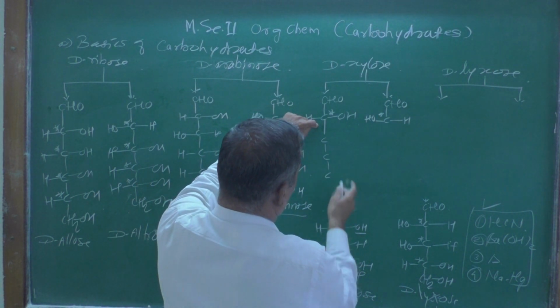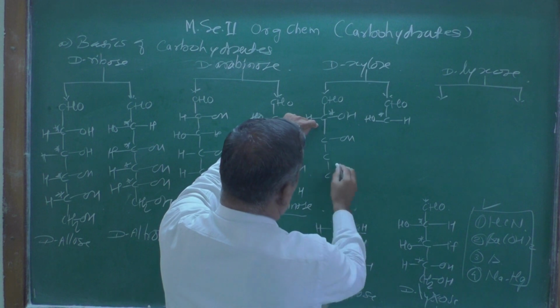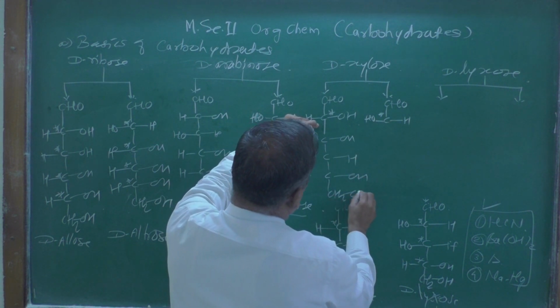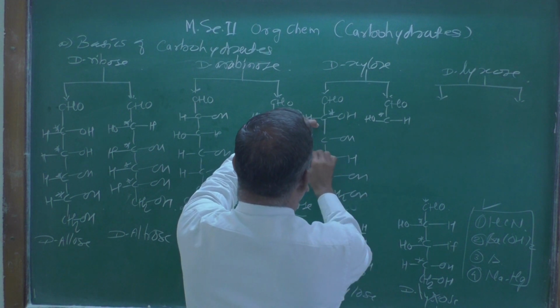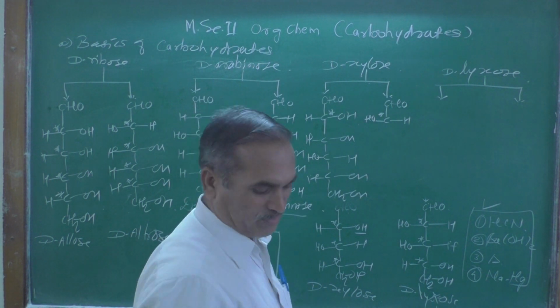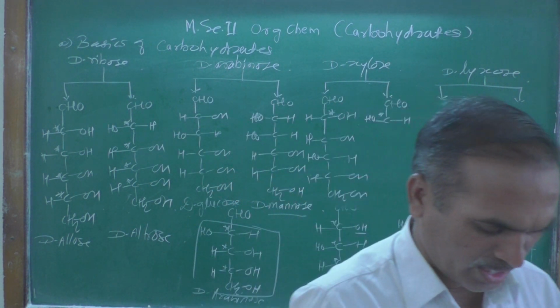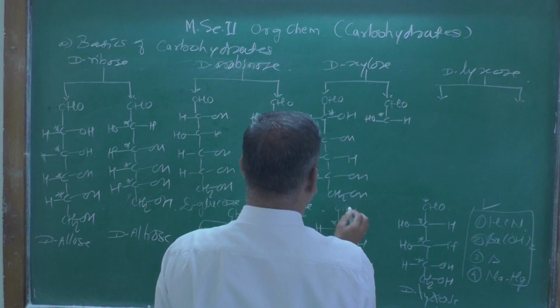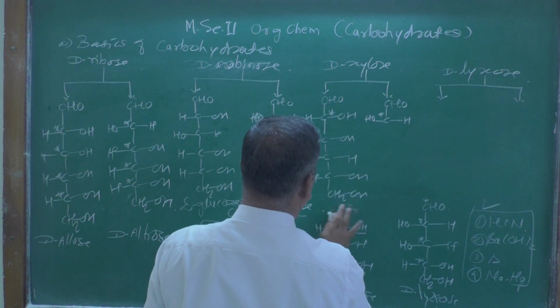Look at here, OH, then hydrogen atom and OH here, and CH2OH, here hydrogen atom, here HO, here is a hydrogen atom. The name of this compound is known as D-glucose. The name of this compound is D-glucose.